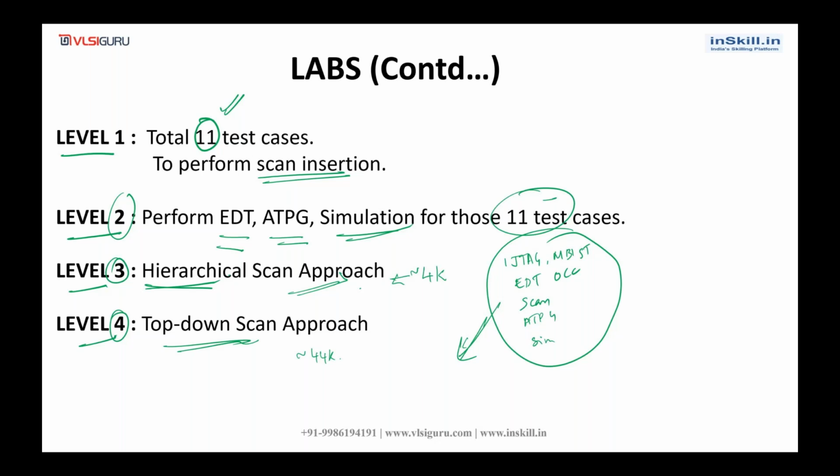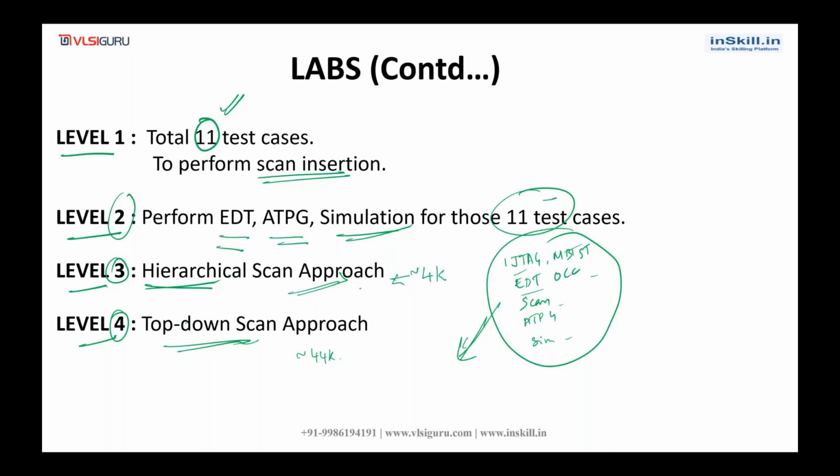First we have the level 1 project, small test cases, 11 test cases, where we will be performing scan insertion. In the second level we have EDT insertion, that is scan compression, then ATPG simulation for the same 11 test cases. Then in the third level we have the hierarchical scan approach, a much more complex design with around 4K flops, and we will be performing the JTAG and MBIST insertion, EDT, OCC insertion, scan, ATPG simulations, all these things.